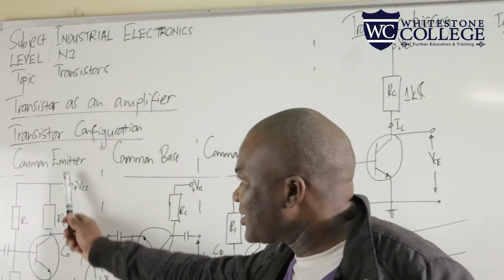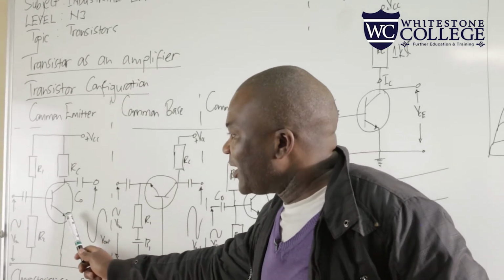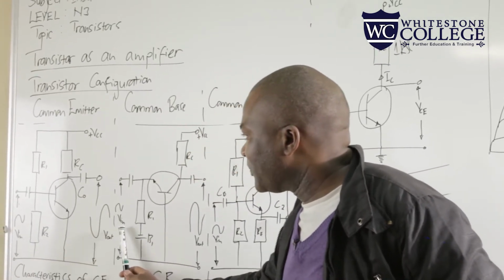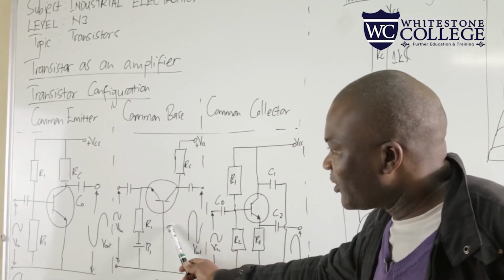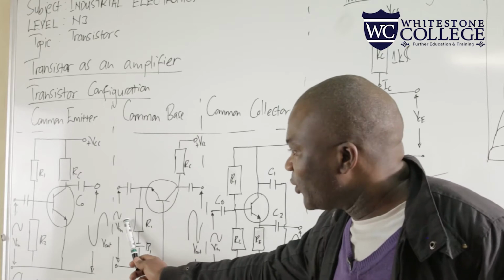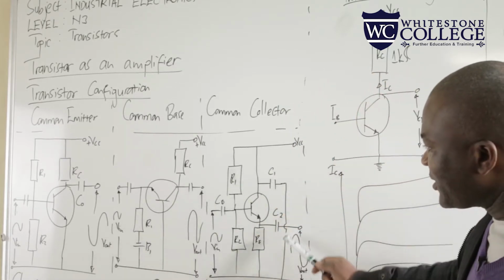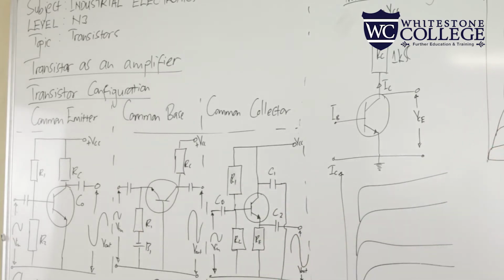In this case, you can see on the common emitter configuration, this is our emitter terminal, and our emitter terminal is common to both the input and the output. On the common base, this is our base terminal, which is also common to input and output. And the collector terminal is also common to both the input and the output. That's why we call them common emitter, common base, and common collector.